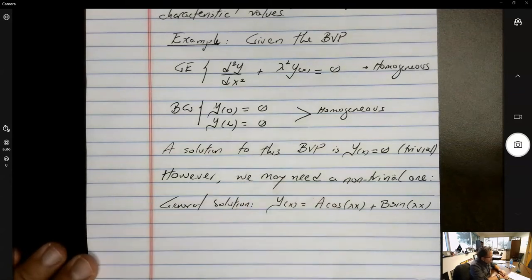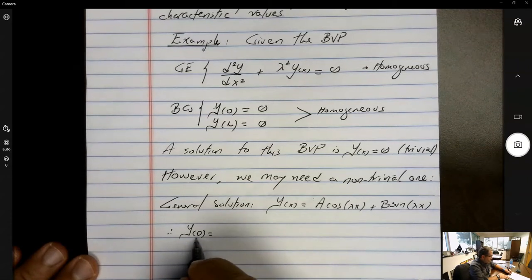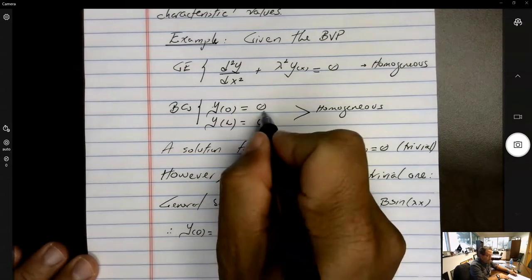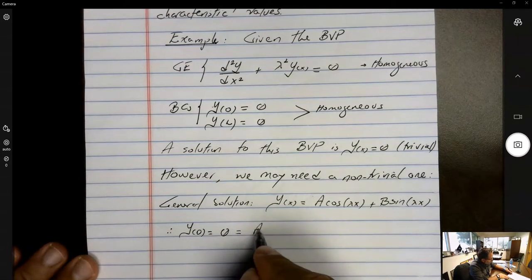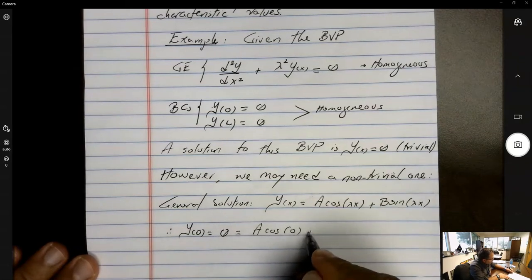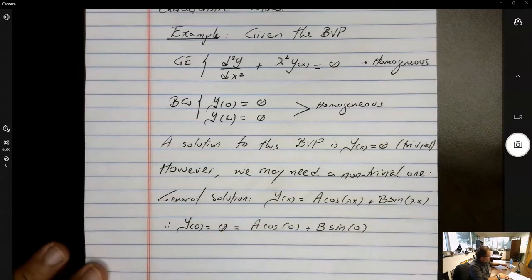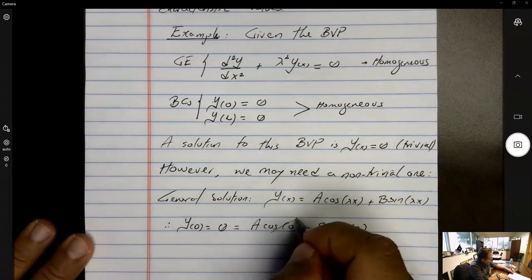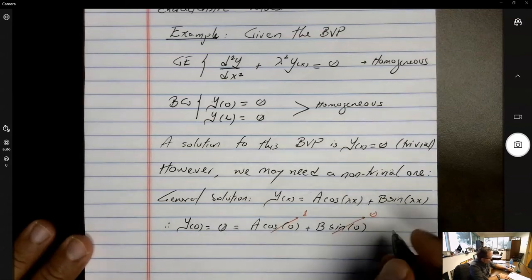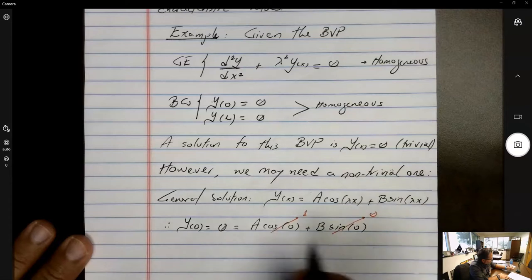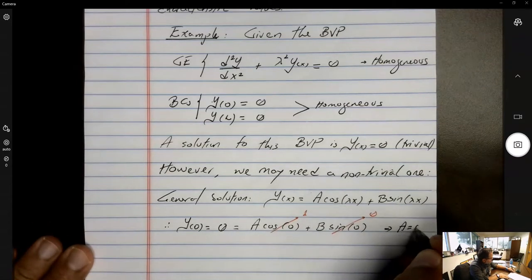So let's look at the boundary conditions. At x equals 0, the boundary condition says it's homogeneous. The y has to be equal to 0, and therefore a times the cosine of 0 plus b times the sine of 0 must be equal to 0. From here, remember the cosine of 0 is equal to 1, while the sine of 0 is equal to 0. So the b goes away obviously, and you get a is equal to 0.